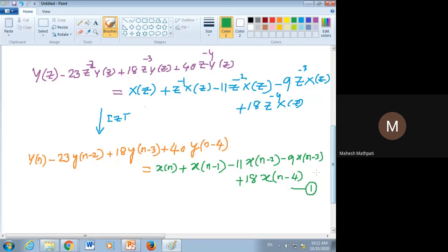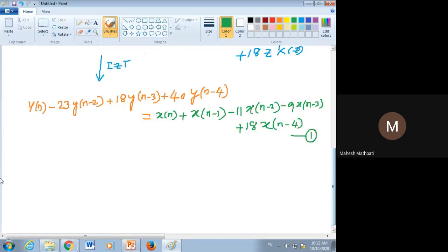Or else we will write one more line here, such that it will be very easy to understand again. So what can I write? We will write y of n on one side and the other terms on the other side. What will we write here now?